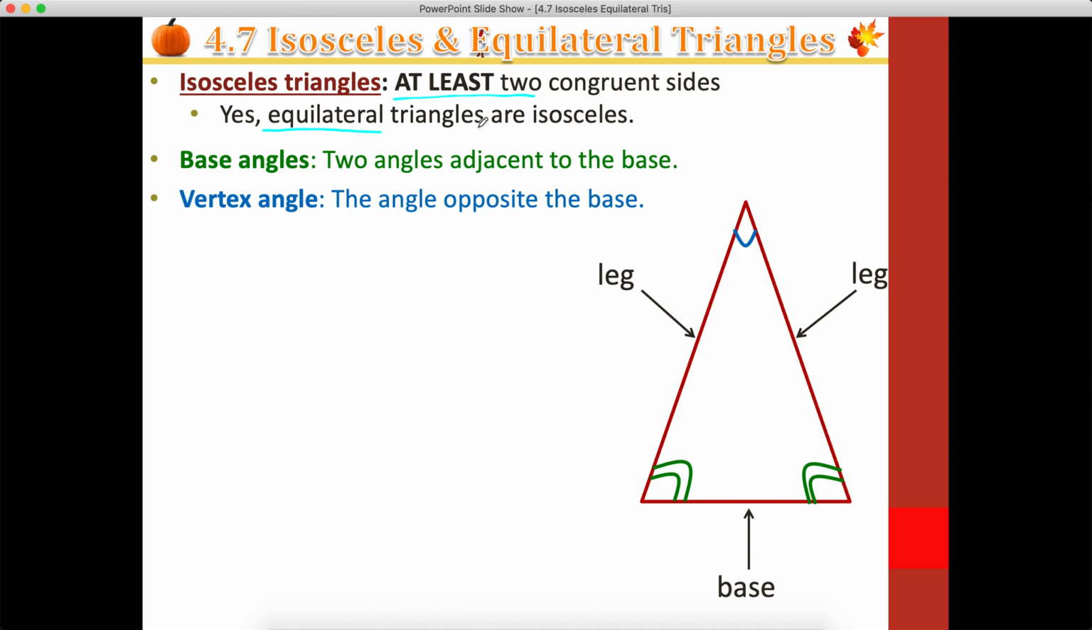Why is this something worth talking about? There's going to be some conjectures that we talk about with isosceles triangles that, since equilateral triangles are a subset of those, will also apply to equilateral triangles as well.